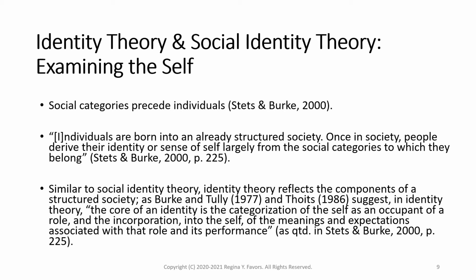As these authors suggest, in identity theory, the core of an identity is the categorization of the self as an occupant of a role and the incorporation into the self of the meanings and expectations associated with that role and its performance. You can always look at that in terms of, say, the social category of a family dynamic. So everyone occupies a role.